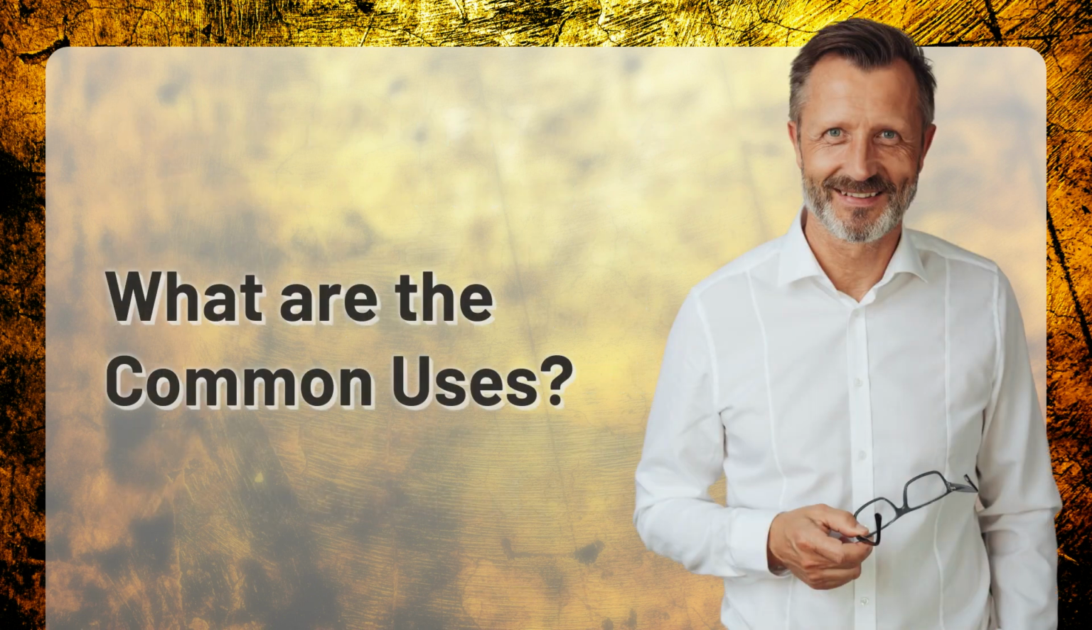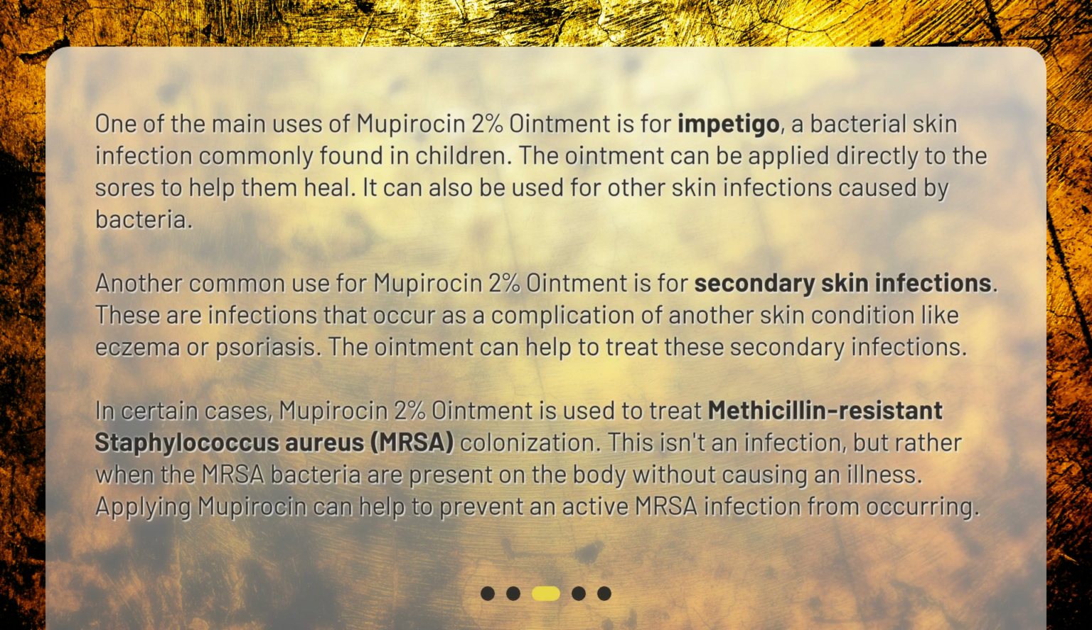What are the common uses? One of the main uses of Mupirocin 2% ointment is for impetigo, a bacterial skin infection commonly found in children. The ointment can be applied directly to the sores to help them heal. It can also be used for other skin infections caused by bacteria.